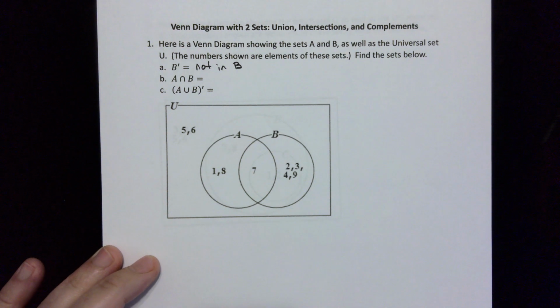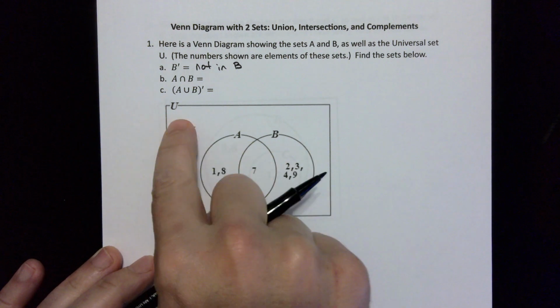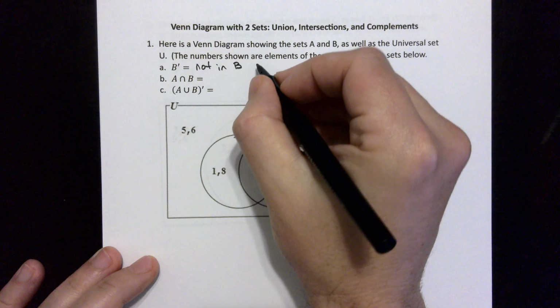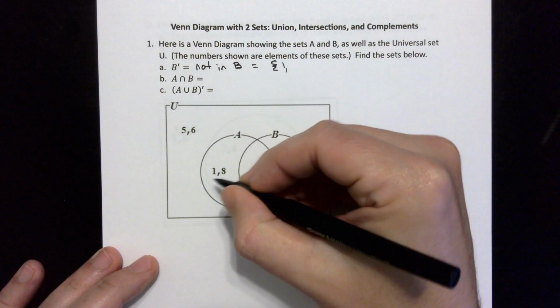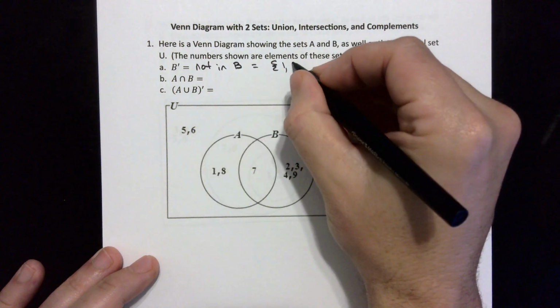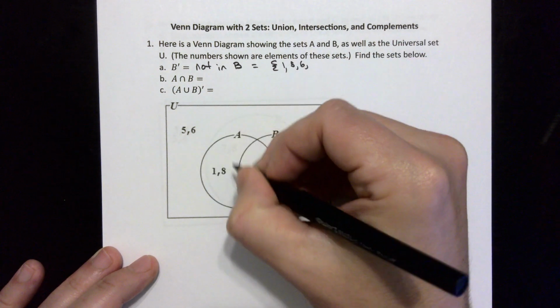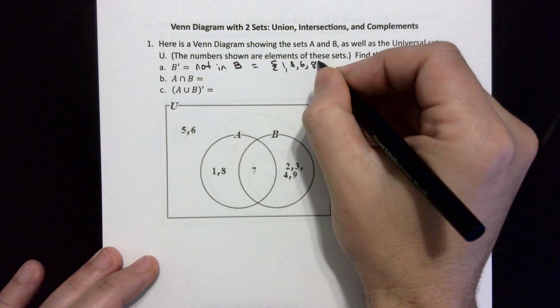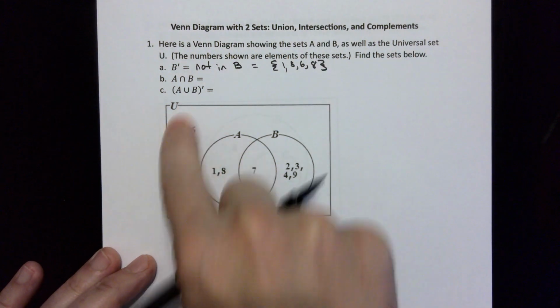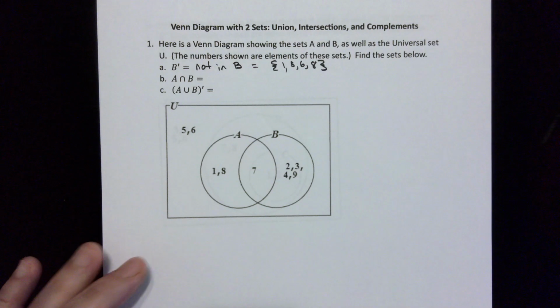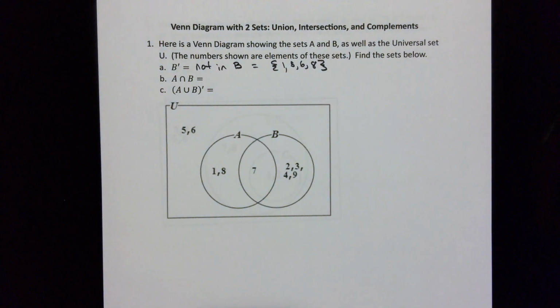So what are the things that are not in B? Well, it's everything else. So that's equal to 1, 5, 6, and 8. Okay, 1, 5, 6, and 8 are not in B. Everything else is. So this is B complement.